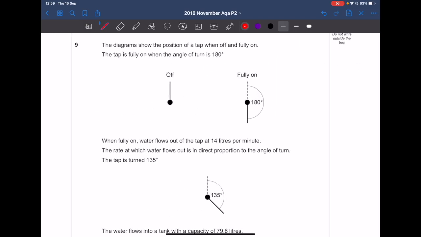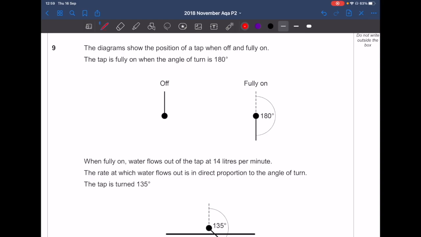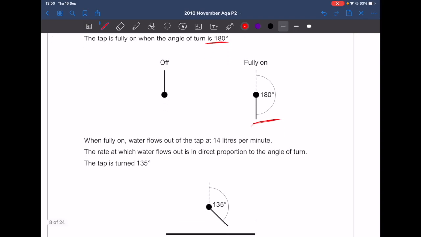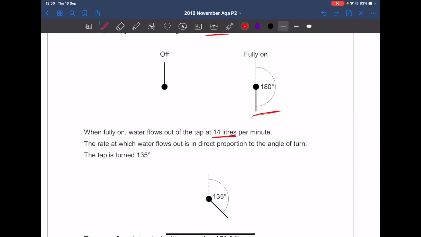Continuing on, the diagram shows the position of the tap when off and fully on. The tap is fully on when the angle of turn is 180 degrees, as you can see here in this graph. When fully on, water flows out of the tap at 14 liters per minute. The rate at which water flows out is in direct proportion to the angle of the turn.